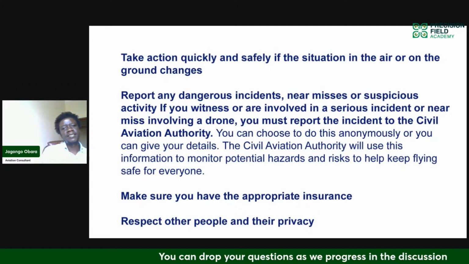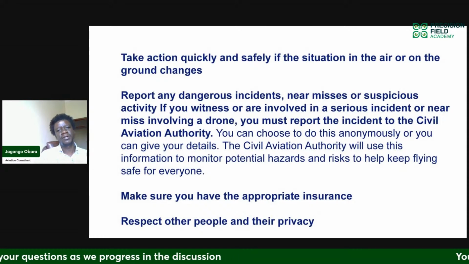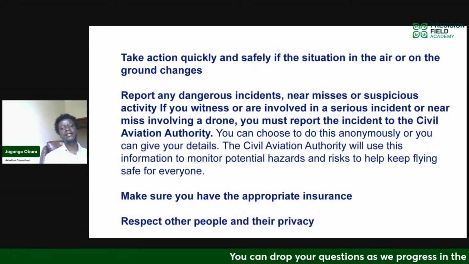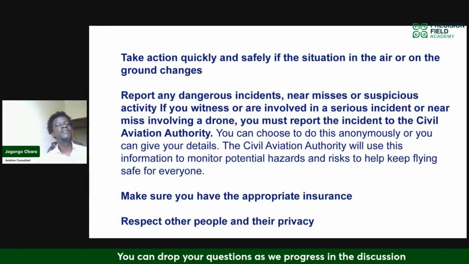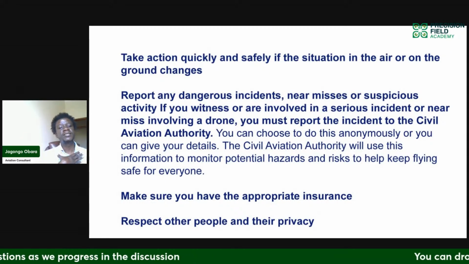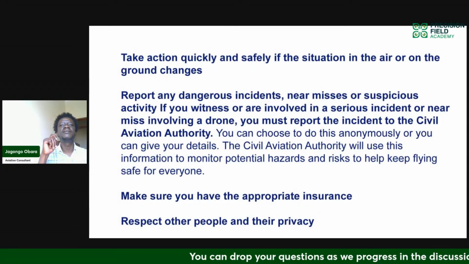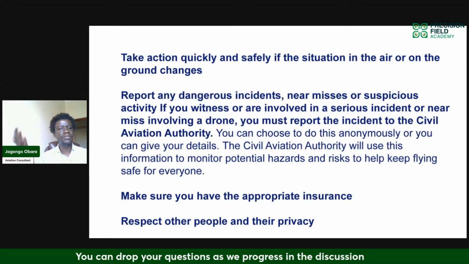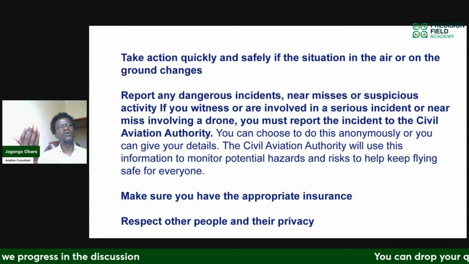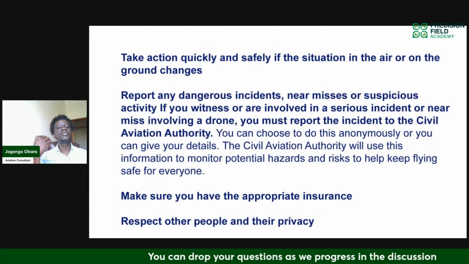Report any dangerous incidents, near misses, or suspicious activity if you have witnessed or you're involved in any serious incident. Now, this is necessary because the civil aviation authorities usually do not use this data to punish you. So, for instance, in my case, if I am a flight instructor and the aircraft crashes or malfunctions with a student for one reason or the other, the civil aviation might want to know, okay, is this a problem with me, the instructor? Or was it a problem with the aircraft?